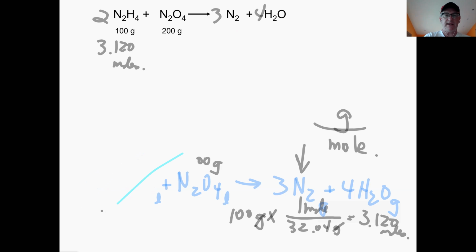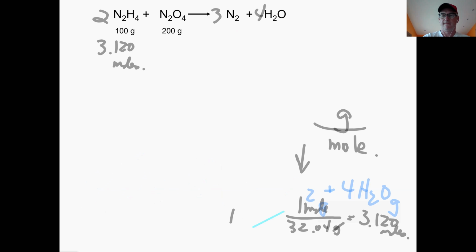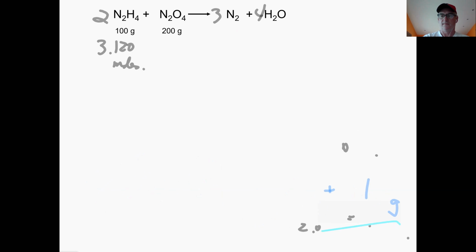Now, what's the next piece of information we need? What other piece of information do I need to continue? Yeah, more of the N2O4 if 200 grams are used. Right. So we need both moles. We don't know at this point which one is limiting. It could be that hydrazine is limiting. I don't know. But we need to figure that out first. In order to do that, we need to figure out how many moles of each one we have.